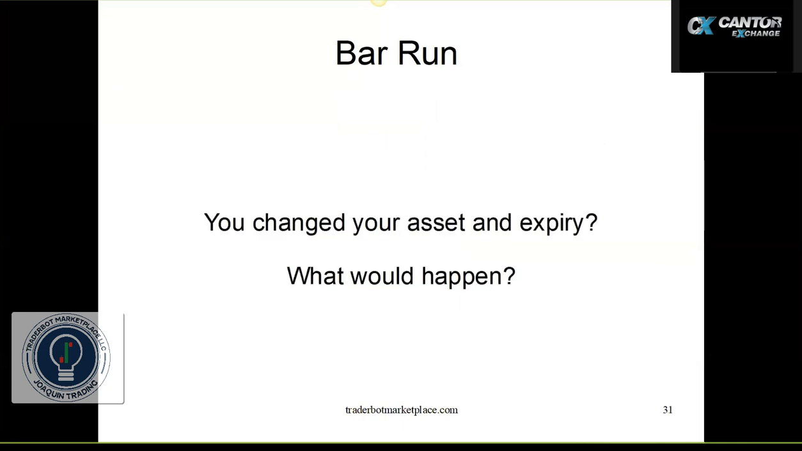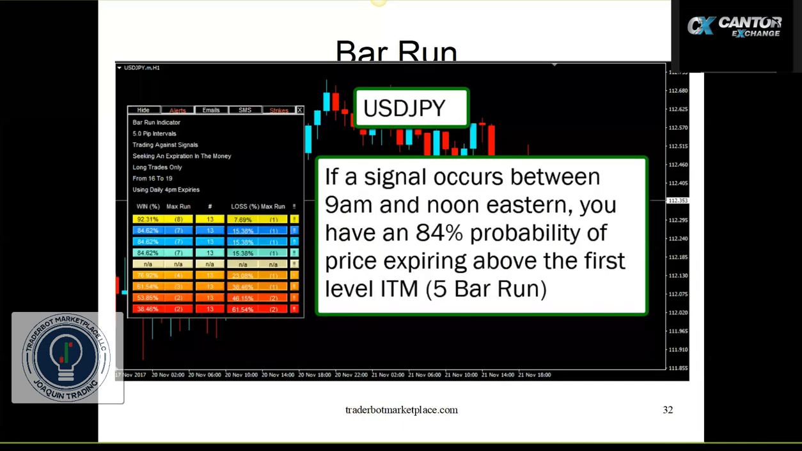What if you changed your asset and your expiry? What would happen? Well, let's look at the USD yen. If a signal occurs between 9 a.m. and noon Eastern, you have an 84% probability of price expiring above the first level ITM. That's a 5-bar run we're talking about. Now, why is this? Why did it have a lower probability on the Euro USD and a higher probability on the USD yen? Well, that's because currencies move differently. On certain currency pairs, you're going to have a higher probability.